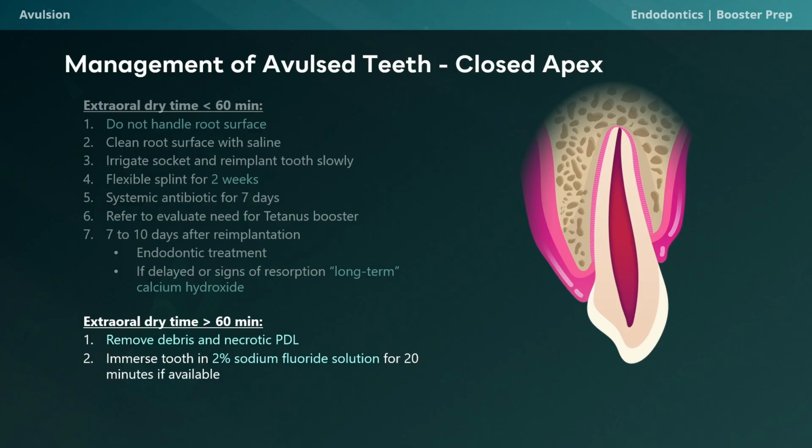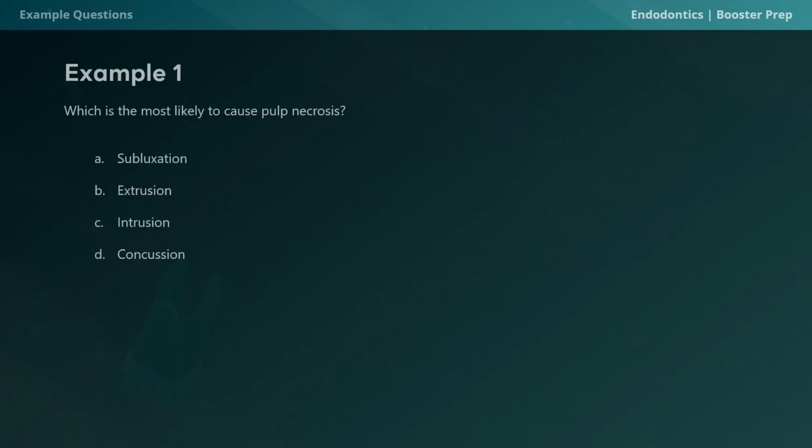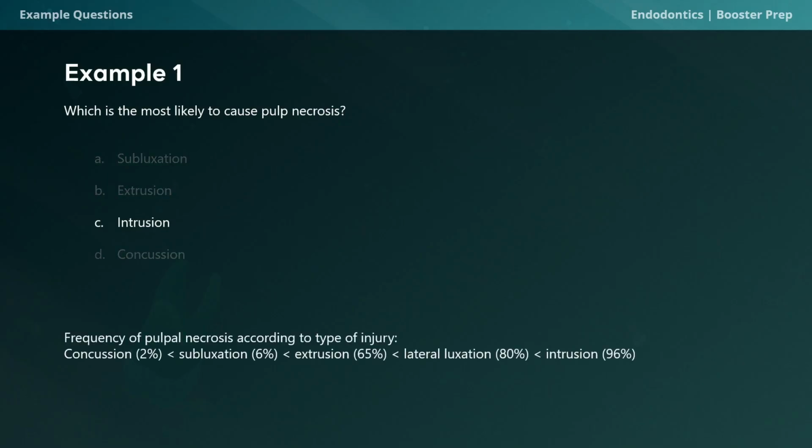Alright guys, I know that was a lot of stuff, but let's now reinforce everything we just learned with a couple of practice problems. Which is the most likely to cause pulp necrosis? Pause the video if you need, and the answer is C, intrusion.